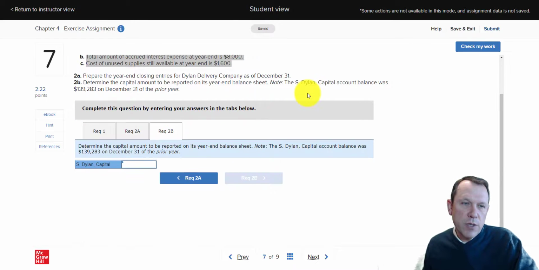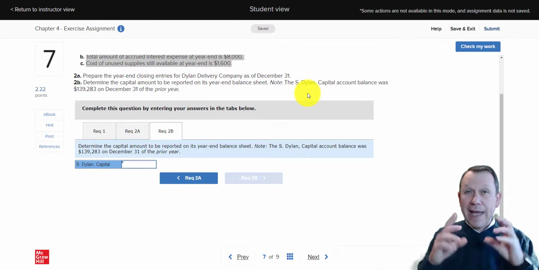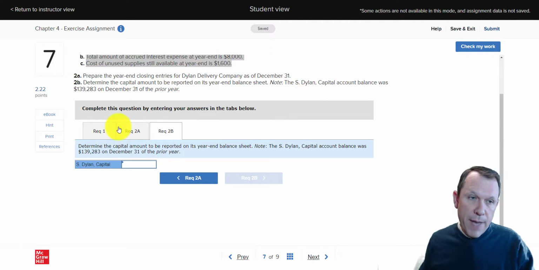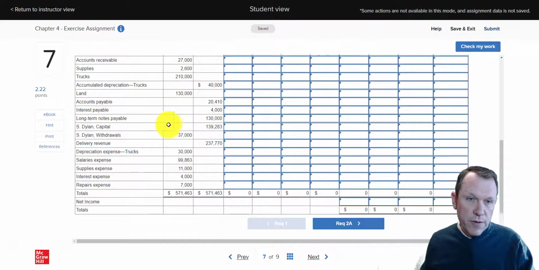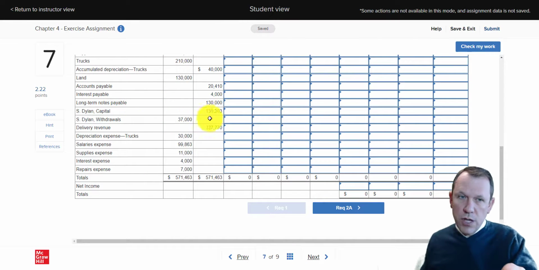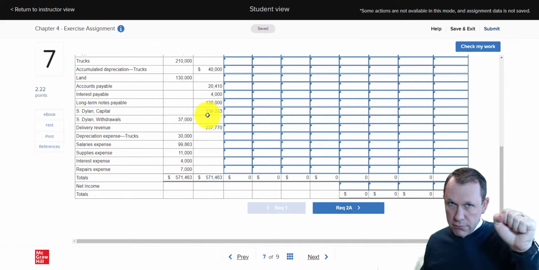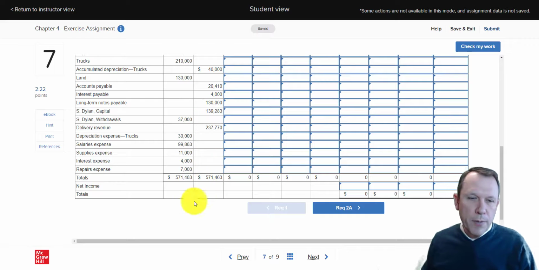And then this very last one is our capital account after the close, right? So this isn't the balance that we were given to begin with. This one right here. So it's not this $139,283. It'll be after it receives the net income from closing, after it has the withdrawals taken out, right? And then that'll be our new capital balance.